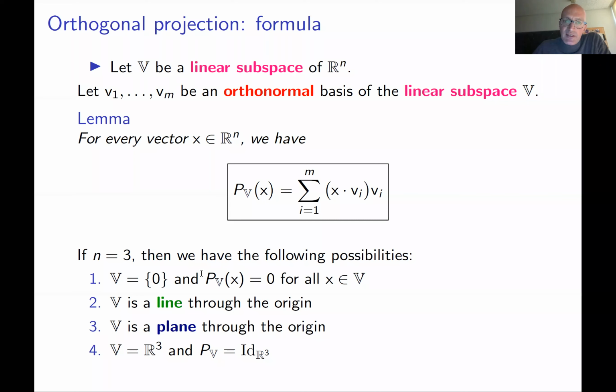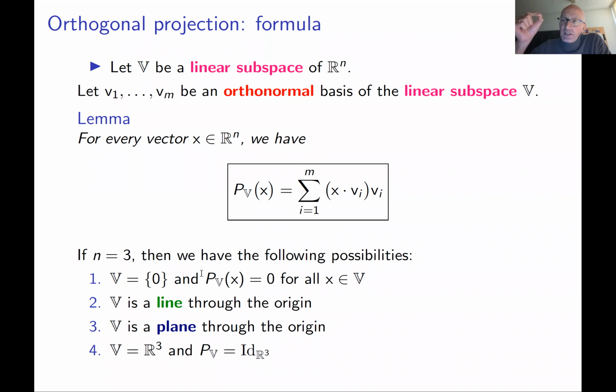The second case, when V is a line through the origin, are linear subspaces of R3. So then you have an orthogonal projection to a line, which is easy to visualize. And the third case, when V is a plane passing through the origin, then we have projection to this plane. Again, this is easy to visualize.